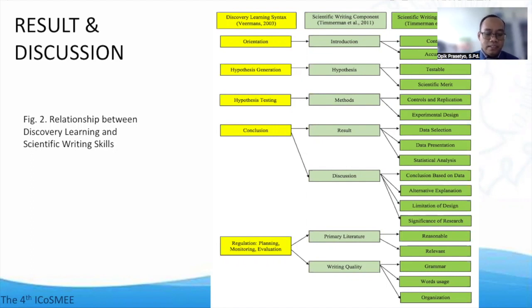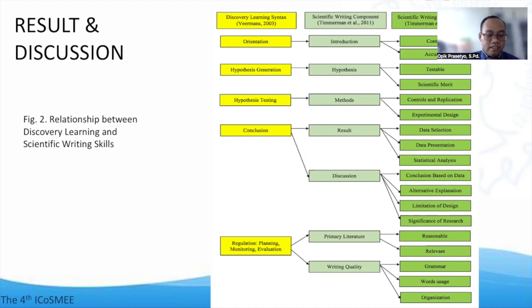First, the orientation. In this step, the students are given stimulation to develop their ideas related to the problem or the topic. The learning activities in this step include observing the problem, exploring information about the problem, and making connections between their existing knowledge and the current problem. These learning activities are useful for the students to write the introduction of the scientific report. The criteria needed by the student to write a good introduction are the context and the accuracy.